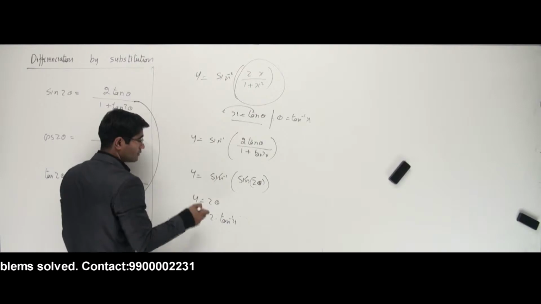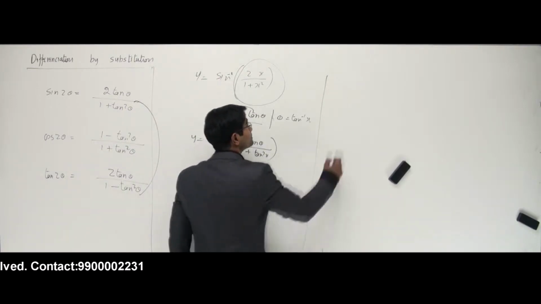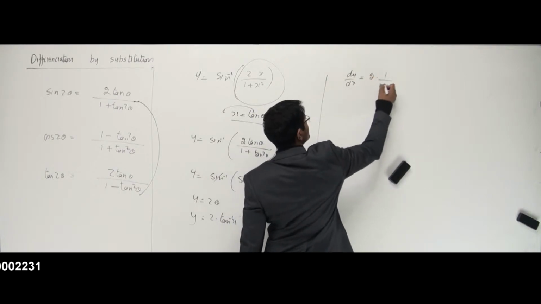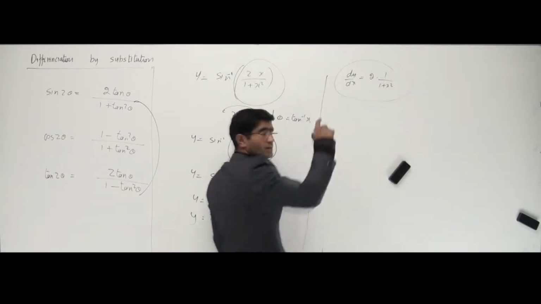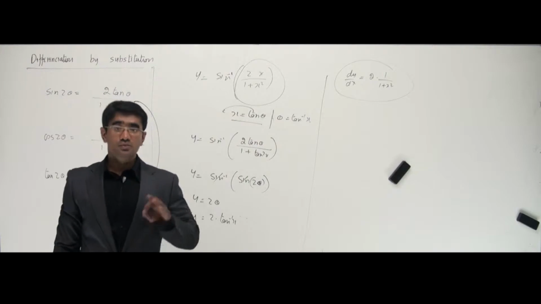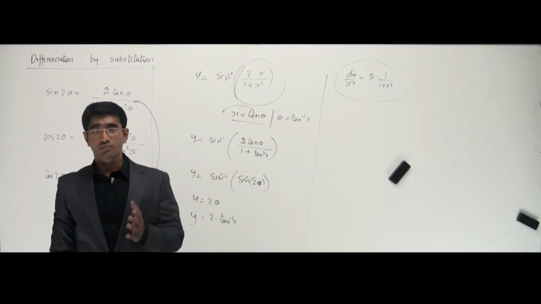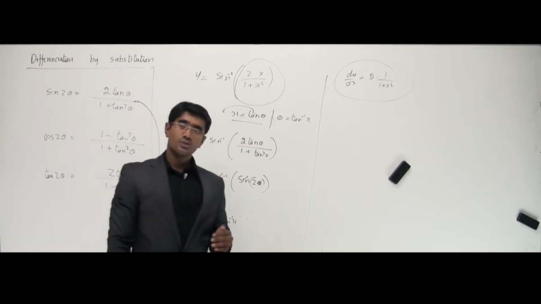So that is y. Differentiate this and see what you get. dy by dx: 2 is a constant, and 1 by 1 plus x squared. That's your answer. Very important formulas and very important substitution problems in differentiation, and they give you quite a lot of marks. They ask you a 3-mark question or a 4-mark question.